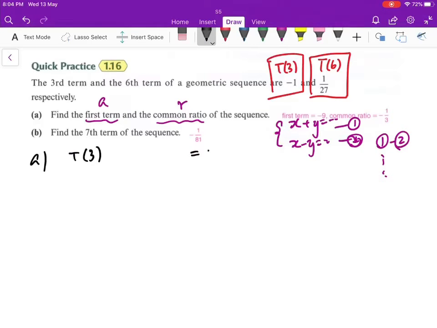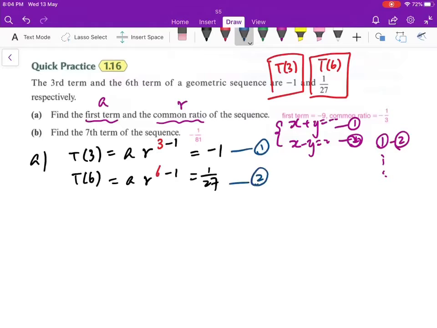T3, we got the 2 equations. Can you see that the question gives you the hints? Okay, gives you 2 pieces of information. So what is T3? First term times R to the power n minus 1. So what is your n? Your n is 3. Okay, do remember it. Next one, A times R to the power n minus 1. What is your n? It is 6. Okay, so you got equation 1, you got equation 2.